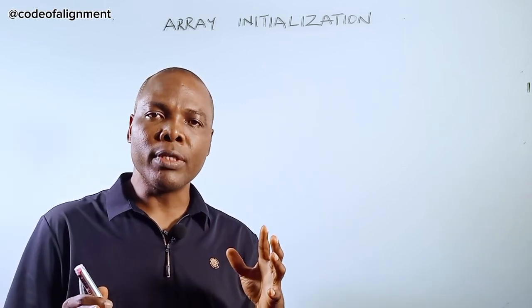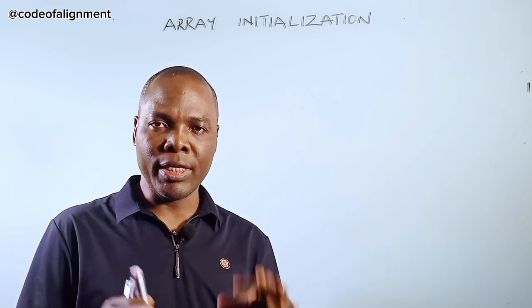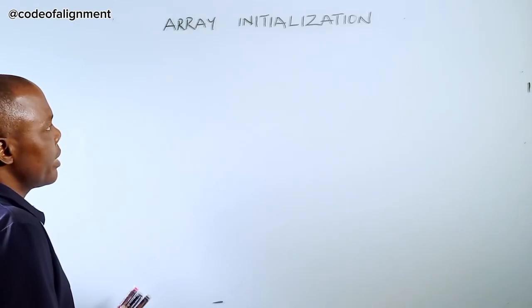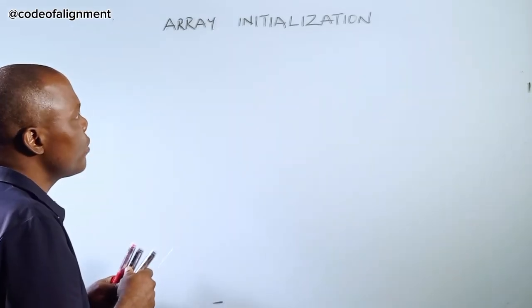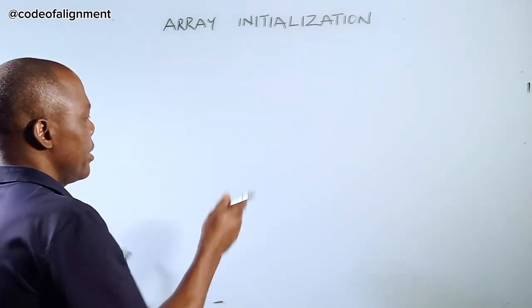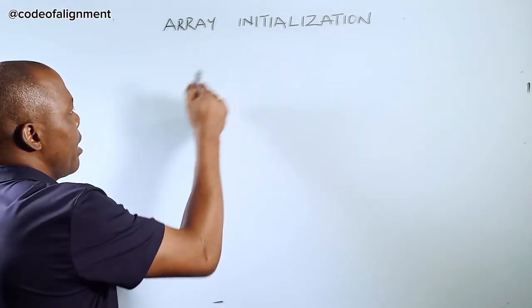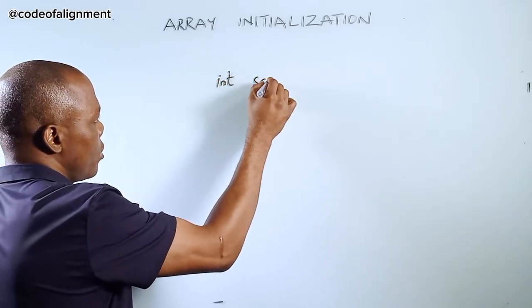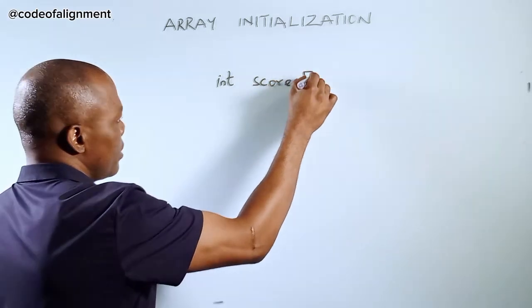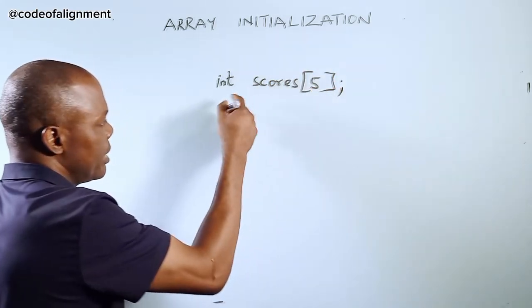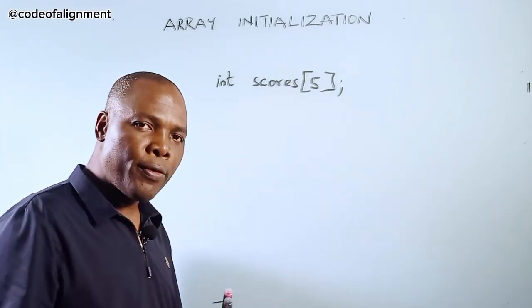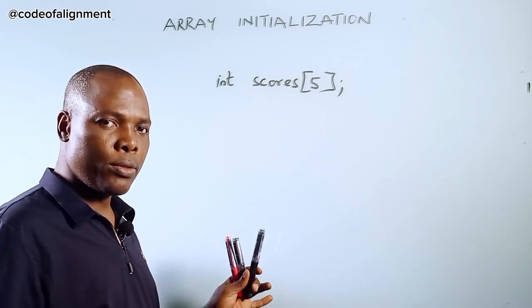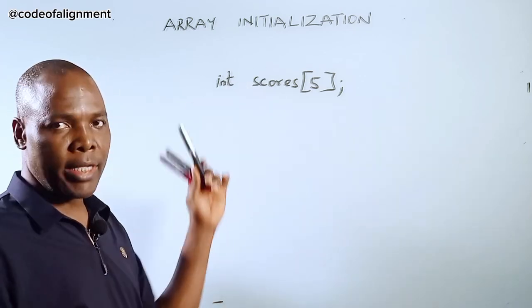Now, students often confuse initialization and declaration. So in this class, we are going to differentiate the two. So without wasting much time, let's begin. Now, if you declare an array, say int scores, and then you have 5 to it. This is declaration. Before an array can be used effectively, it must be assigned values. That is what we call array initialization.